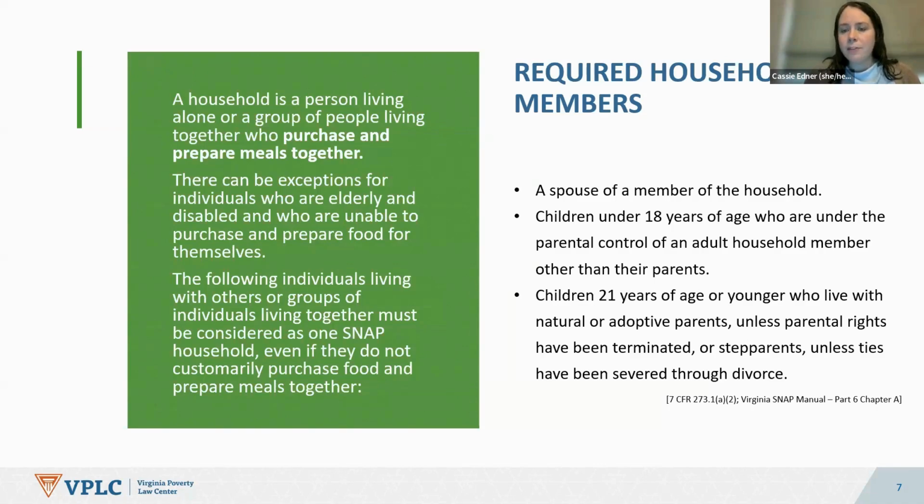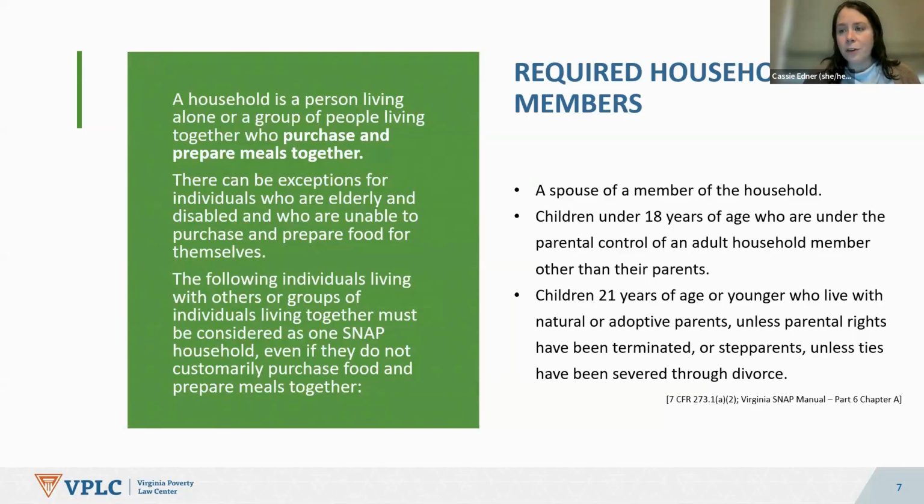There are also some required household members. Your spouse is a member of your household. Children under age 18 who are under the parental control of an adult household member other than their parent. Those are all individuals in households. Children 21 years of age or younger who live with their parent, unless the parental rights have been terminated, are also a household. So this is one of those things that we see oftentimes confuses individuals.